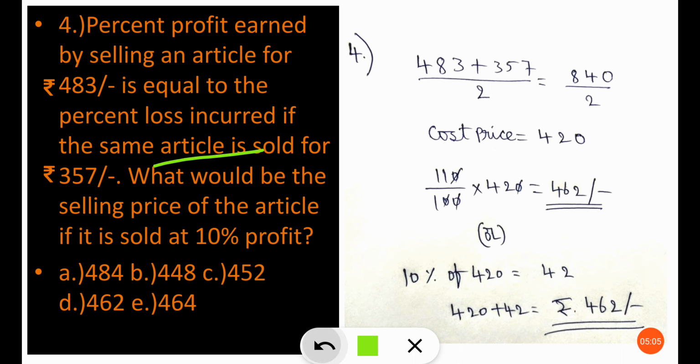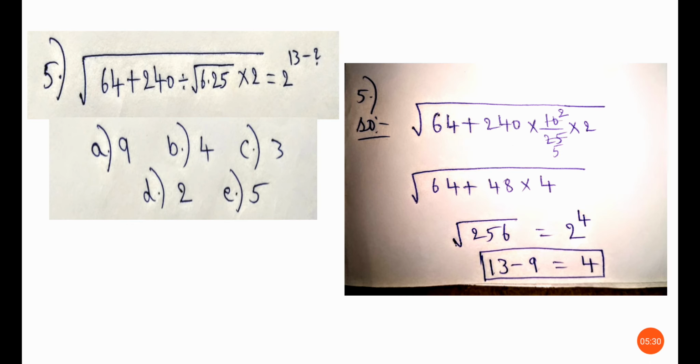420 rupees is the cost price of that article. They have asked to identify the selling price if it is sold at 10% profit. 100% is 420 rupees. They have asked to identify the 110%. So 110 by 100 into 420 rupees, that gives 462 rupees. Or there is another method, 10% of 420 means 42 rupees. So 420 plus 42 equal to 462. Option D is the right answer. Moving to the fifth question.